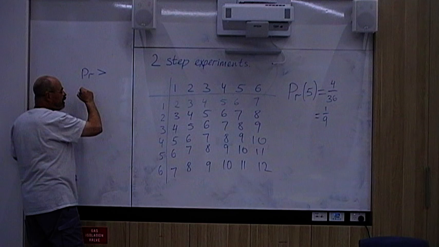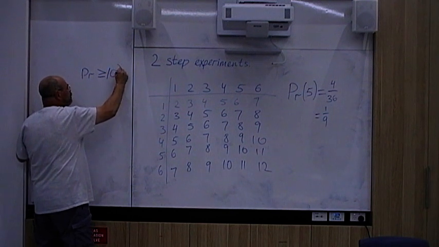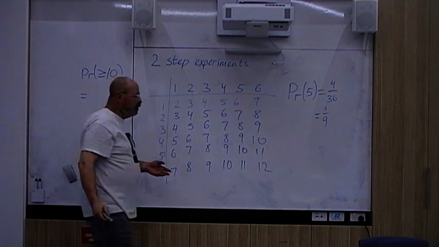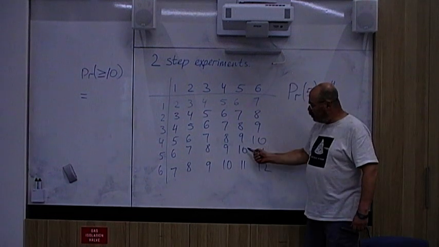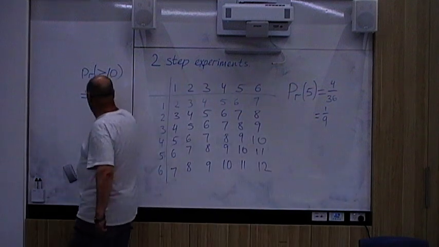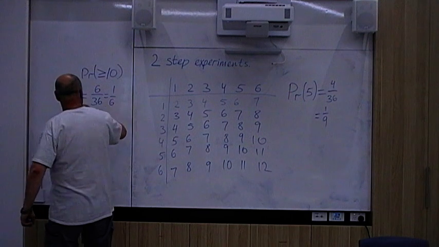So what will be the probability of getting a number greater than or equal to 10? We count how many we have that are 10 or more. 6. 1, 2, 3, 4, 5, 6. So it will be 6 over 36, which equals 1 over 6.